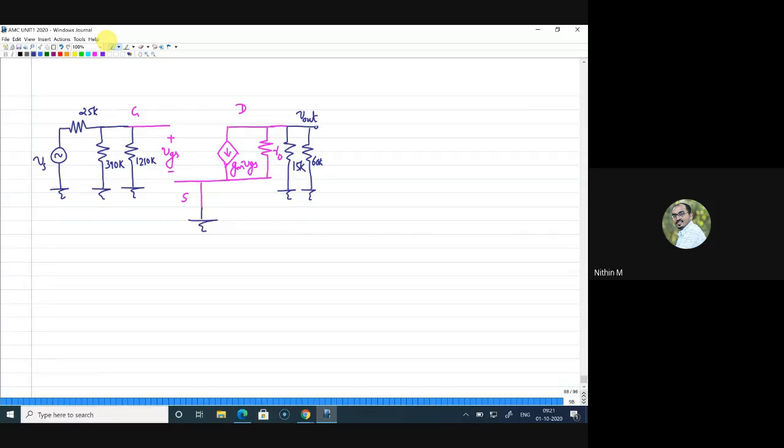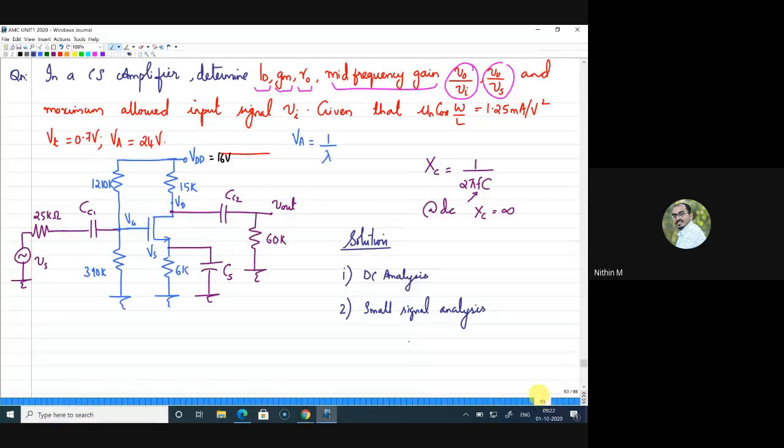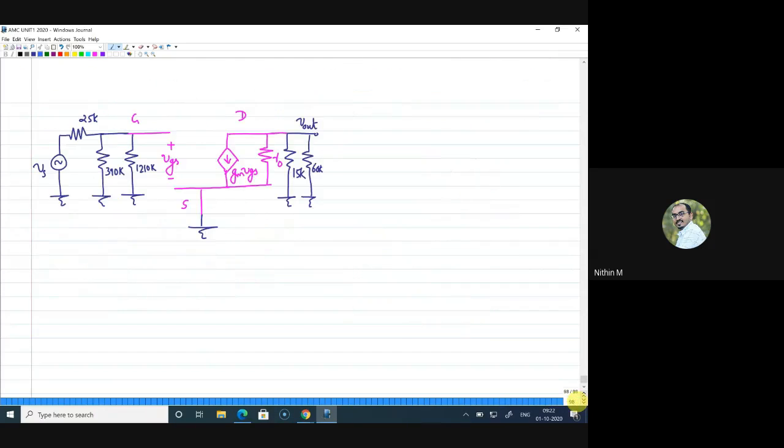Now, on this equivalent circuit, I'm just marking one more point. If you look at the question, you can see that there is something called the maximum allowed input signal, Vi. Sorry, I didn't mark that in the question. So it is marked at this point. Even in the question, it was given, Vi is somewhere at this point. So the same thing I'm marking here, Vi is actually at the gate point. This is Vi, or Vi is equal to the VGS value, right?